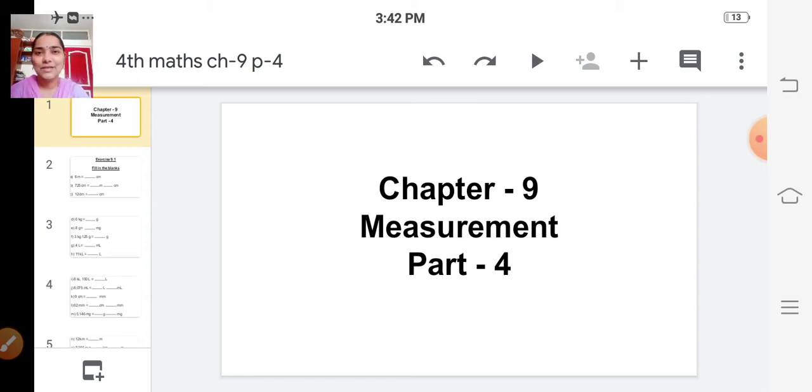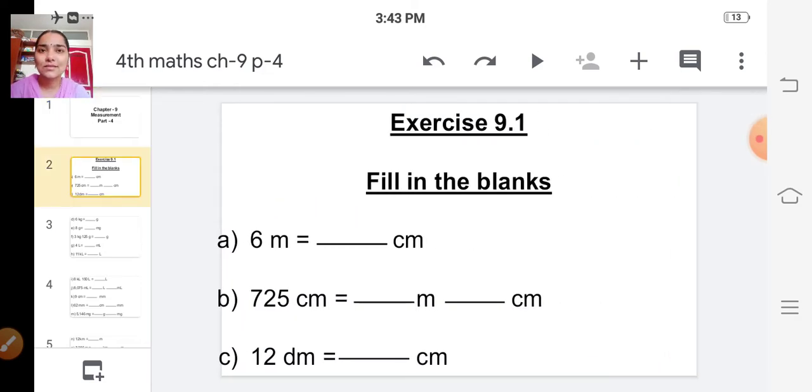Yes? Very good. So, today we are going to do exercise problems. Okay, so we are going to solve exercise problems. Okay, exercise 9.1. Fill in the blanks.